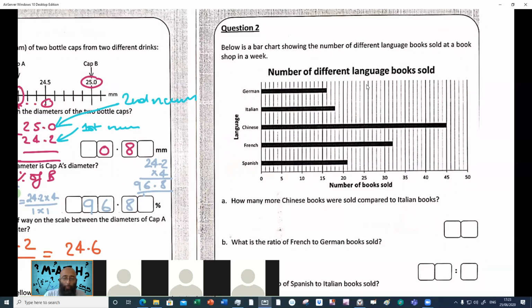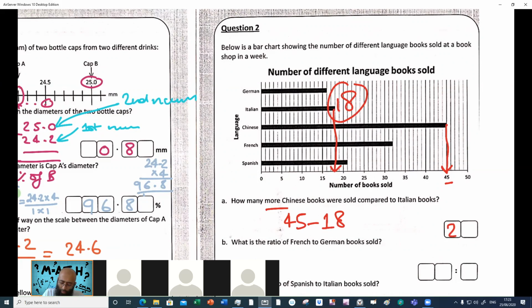Okay. Right. How many more Chinese books were sold compared to Italian? So first of all, how many were Italian? There were 18. And how many were Chinese? There were 45. So what do you mean by how many more? What's the calculation that we need to do here? 45 minus 18. And what's your answer? My answer was 28.